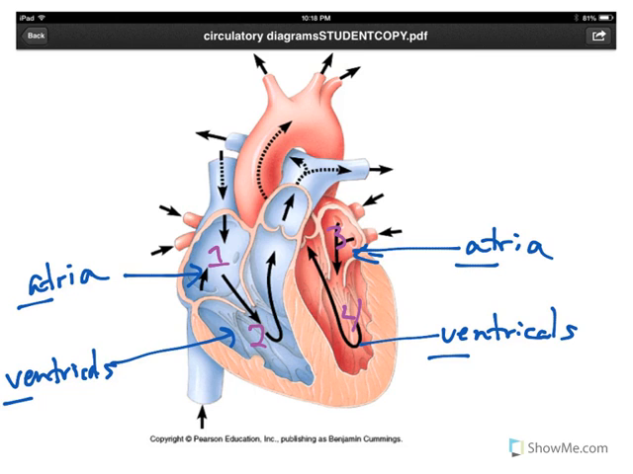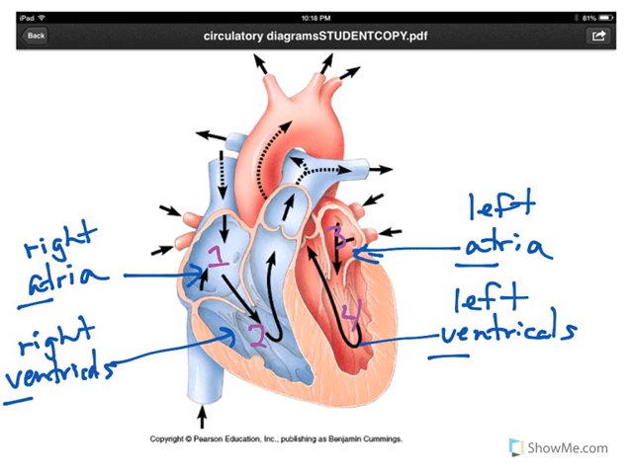Now we have to look at which side is the right side and which side is the left. Remember, it's a mirrored image. We're talking about the person's right side. So this is the right atria. This would be the right ventricle. On the other side, you have the left atria, and you have the left ventricle.